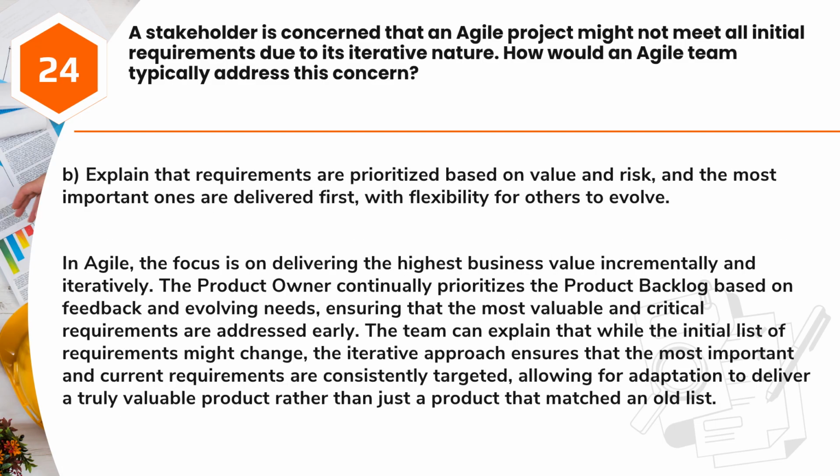Answer: B. Explain that requirements are prioritized based on value and risk, and the most important ones are delivered first, with flexibility for others to evolve. In Agile, the focus is on delivering the highest business value incrementally and iteratively. The product owner continually prioritizes the product backlog based on feedback and evolving needs, ensuring that the most valuable and critical requirements are addressed early. The team can explain that while the initial list of requirements might change, the iterative approach ensures that the most important and current requirements are consistently targeted, allowing for adaptation to deliver a truly valuable product rather than just a product that matched an old list.